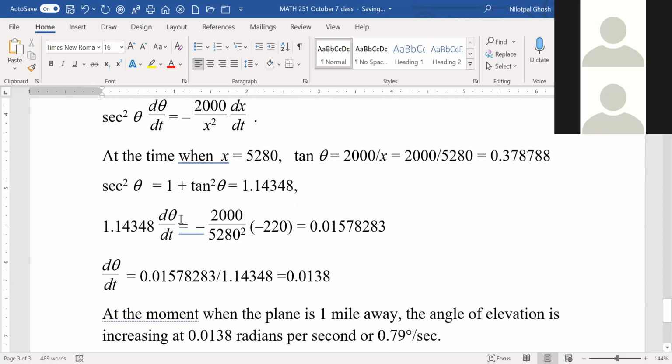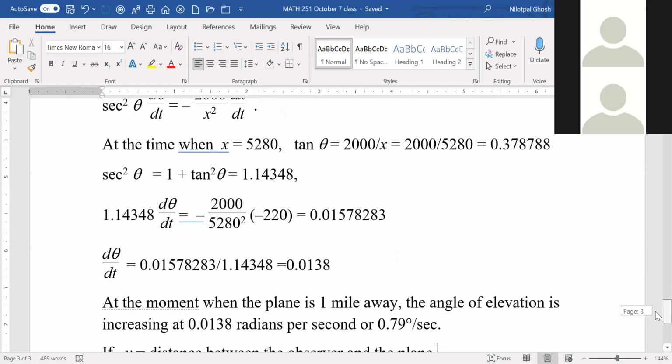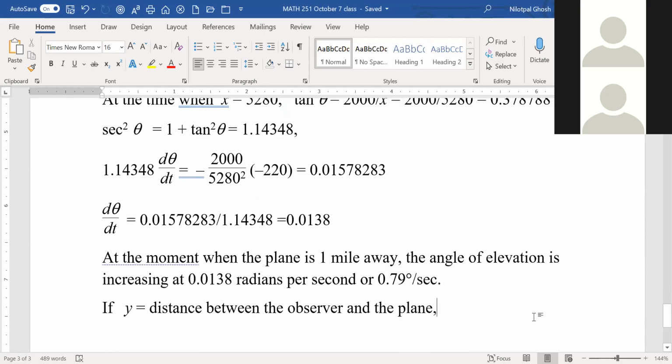And notice that I didn't even calculate sec theta because I needed sec square theta. That's all I needed. So I didn't bother to take the square root of this number to get sec theta. I can do it that way also. I can also do it by using the relationship between x and y. But let's do it the easy way. The relationship between y and theta instead of y and x. So y equals 2000 times, is it sec or cosec? It's cosec actually.